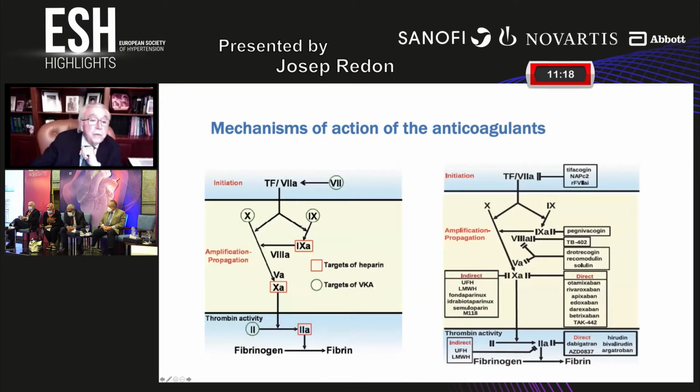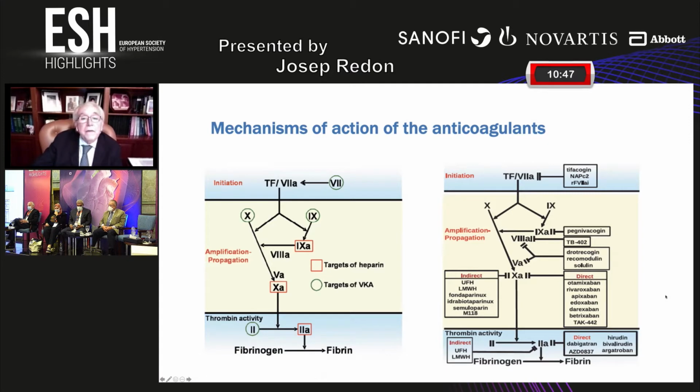Just to remember that the targets of the antagonists of vitamin K are in the initiation and in the first stage of amplification, that the target of heparin is in the amplification, and the majority of the actions are in the part of amplification. Only one direct antithrombin exists, which is dabigatran. Then we have several possibilities.